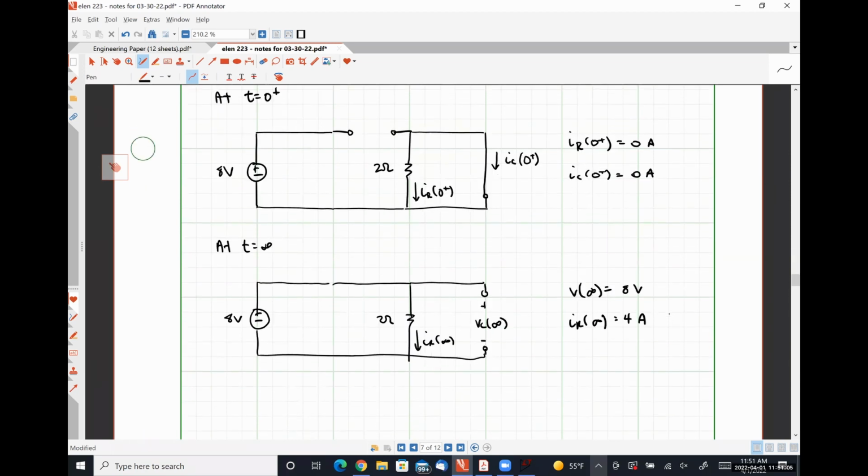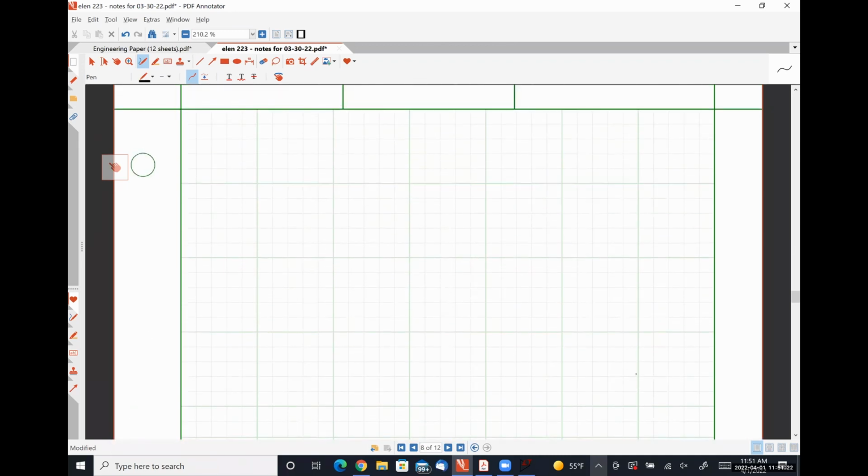Now we are to the point where we use our table and all that kind of good stuff, right? We've analyzed the circuit at t is equal to 0 minus, t is equal to 0 plus, and t is equal to infinity. We know that it is an overdamped parallel RLC circuit. So we need to calculate S1 and S2 because it's an overdamped system. So let's go ahead and do that bit first.